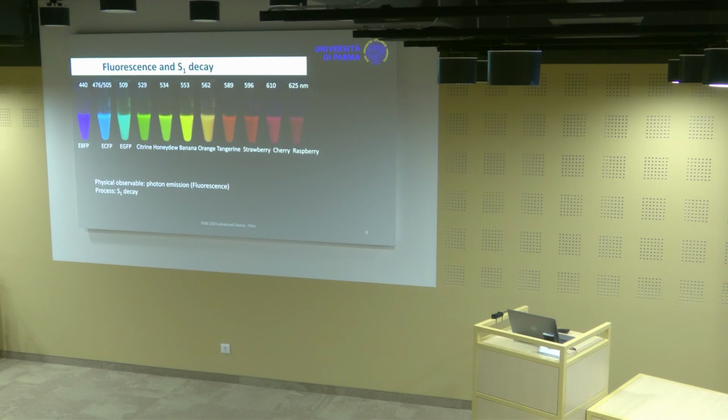And we see the first method right away. The same picture we saw before is now shown as fluorescence emission. You see the colors are different. This one was blue, and now it's red. It's fluorescence emission from a red-emitting fluorescent protein. In this case, we watch S1 relaxation. And the physical observable, again, is fluorescence photon emission.